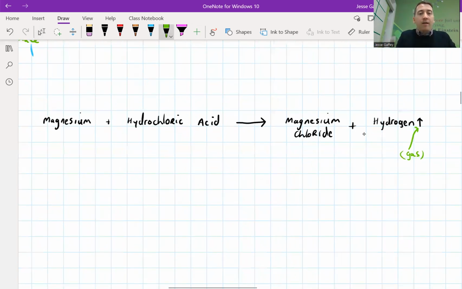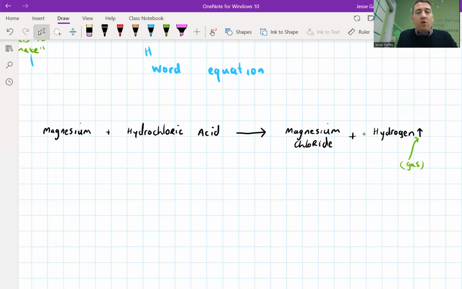So remember here, this is what we call a word equation. It describes what happens in a chemical reaction. So if I was talking about what we've just done there, we've learned how to write a word equation. That's what we're doing here, learning how to write a word equation. Now remember, I can always divide up the word equation into the left side and the right side.